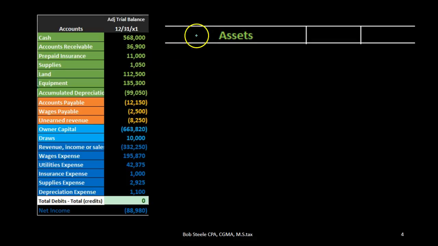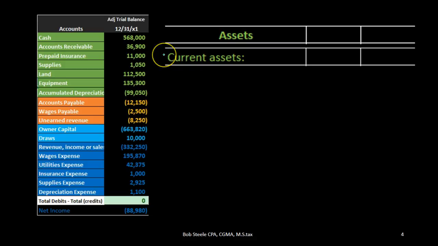In order to do that, we're going to say, okay, we're in the asset section, and all we're going to do is pull these numbers over. We're going to say current assets, colon. Look at the format, because the format really tells you a lot about how to create the financial statements as well as how to read them. So this is going to be an asset section, another subsection represented by the colon. Then we're going to indent.